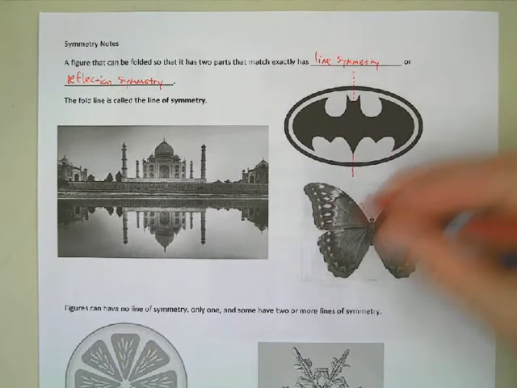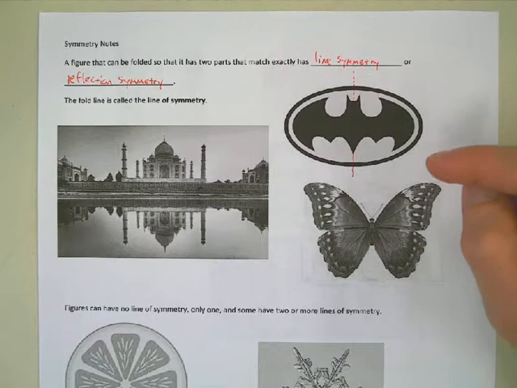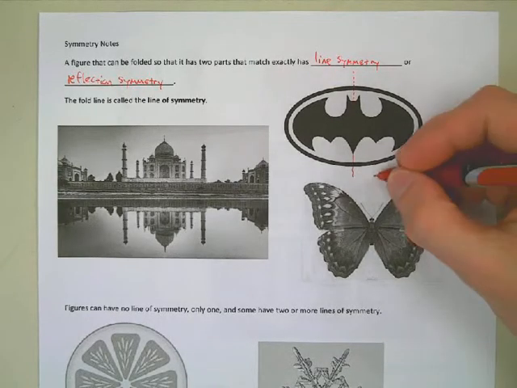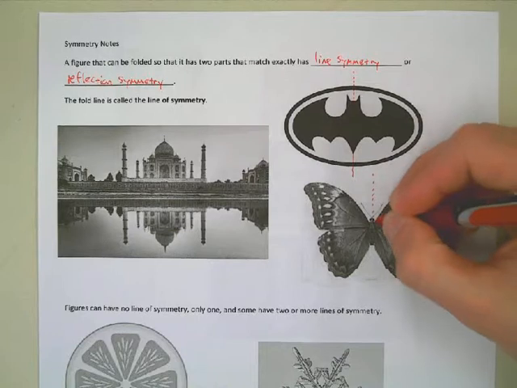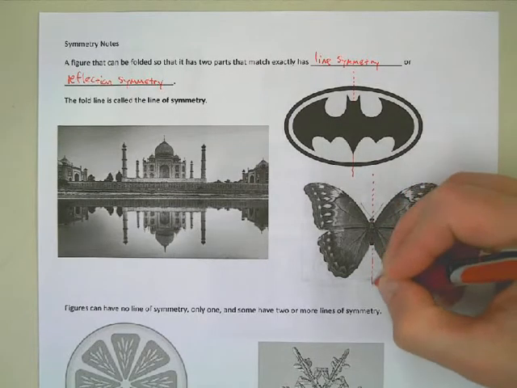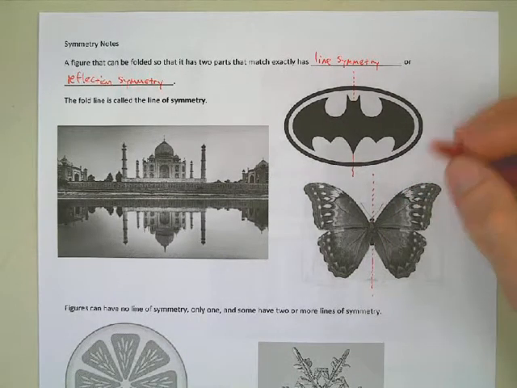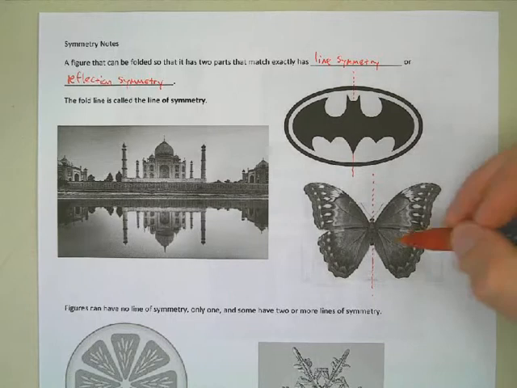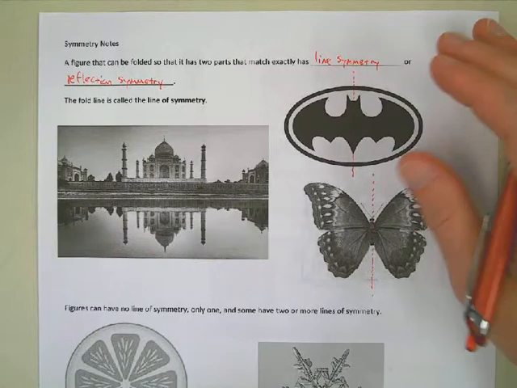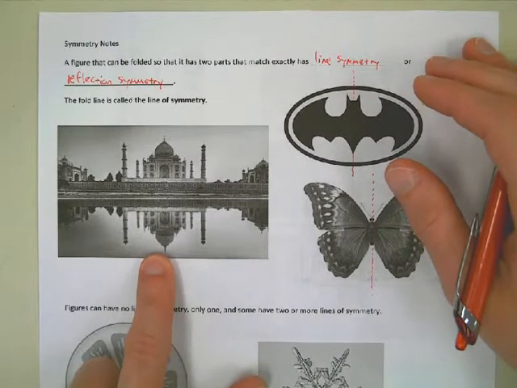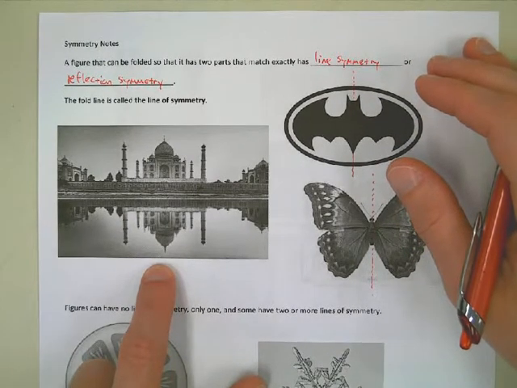This moth, I think, is actually what it was when I pulled it off the internet. Same kind of thing. We have some line symmetry, right through here. It looks pretty symmetric there. Of course, we know it's nature, so it's not going to be exactly the same, but it's pretty darn close. I really can't see much of a difference between the two sides. Okay, and then we have this right here. So where's our line symmetry for this one?